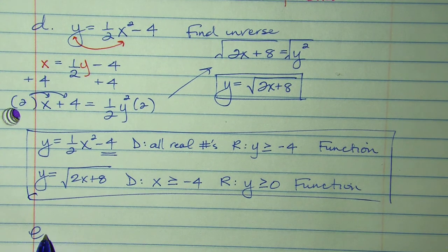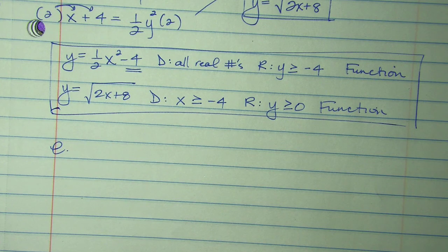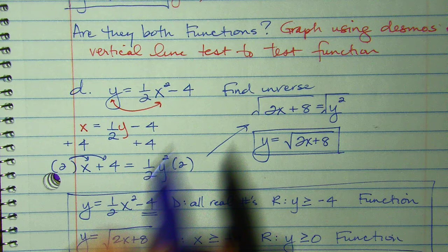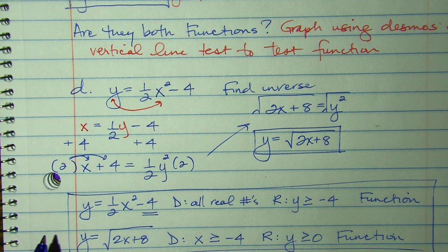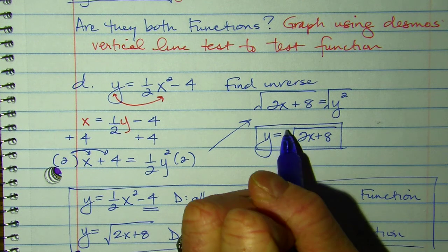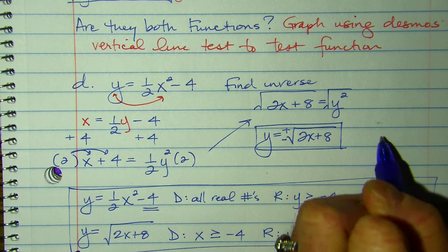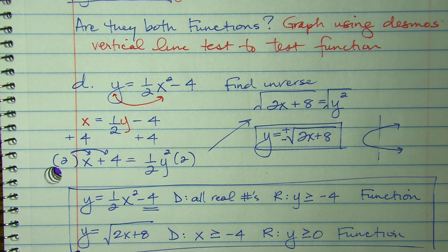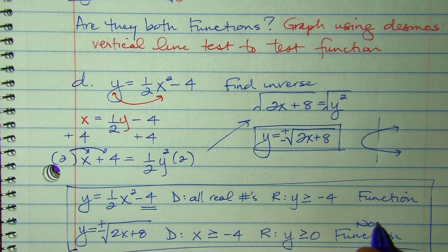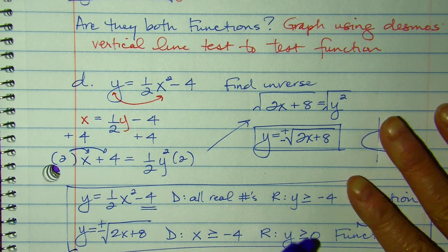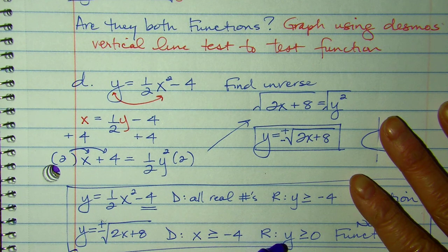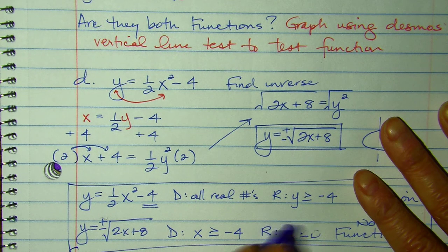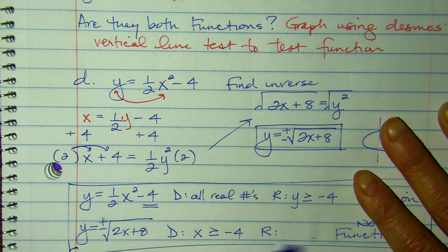Now in E, technically the inverse is, I should have put plus or minus, but Desmos won't. Technically this inverse should be plus or minus, which would make it like this, and it would not be a function. But Desmos automatically limits it, so I should have changed it to this. Sorry, it's just that Desmos already limits it.